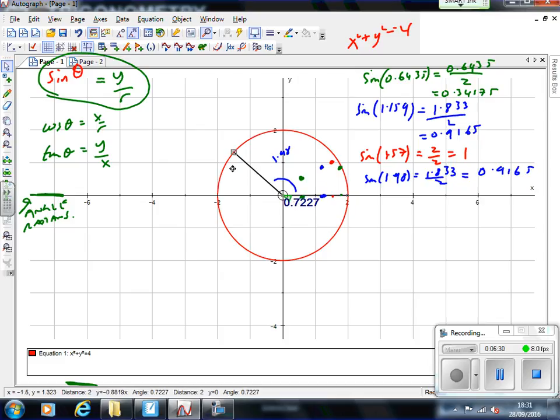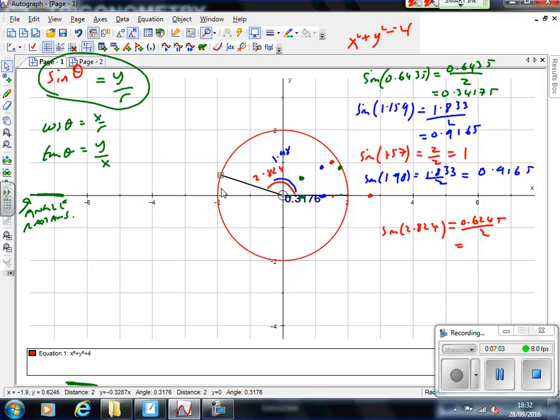Okay, let's keep going round. So we do a couple more. Let's go around a bit further this time. So 0.3176, so pi minus 0.3176. This angle actually all the way round is 2.824. So sine of 2.824. 2.824 is about there. And that gives me a y-coordinate of 0.6245, divided by that radius.